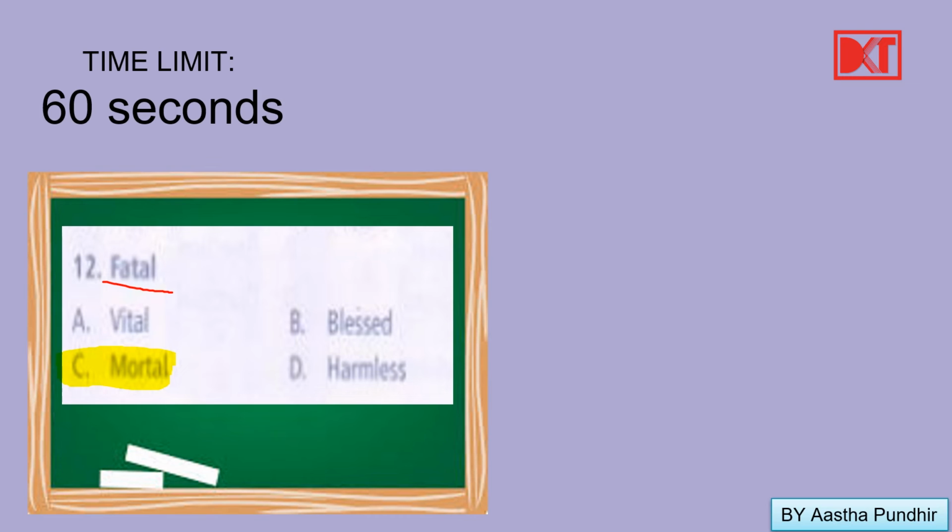So similarly, fatal we usually say for diseases, like fatal diseases or fatal food, which just has the capability of killing you. So fatal is the synonym of mortal. The other words, A, vital means something that is important. B, blessed, being lucky and being blessed by something or someone. Harmless, without any harm. Alright, here the correct answer is C, mortal.